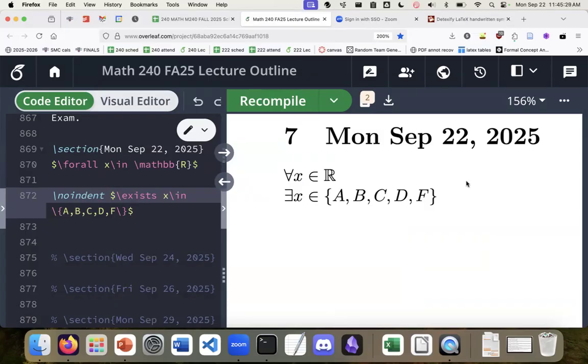Okay, so I think that's it for today. Next time we'll skip 4.3. We'll talk about how to construct a logical proof on Wednesday.